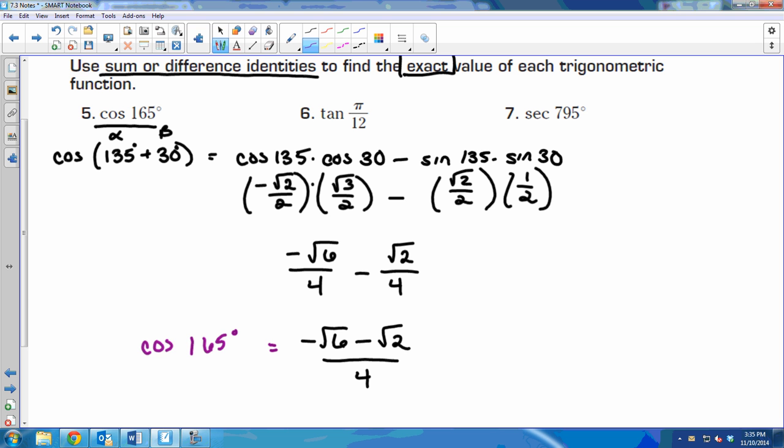So we had our starting point. We split that into two angles we could get from the unit circle. And then we used the identities to be able to simplify and find a nice exact answer. So again, you're just using those identities. They're almost like formulas.